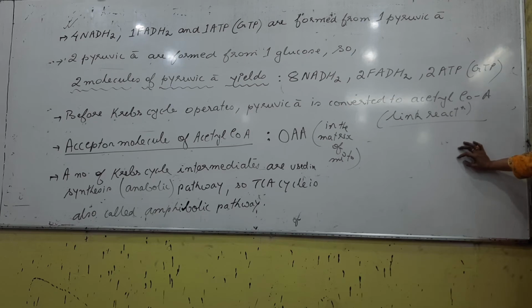Entrant molecule of Krebs cycle, acceptor molecule of Krebs cycle. Entrant molecule is acetyl coenzyme A, which will be accepted by something in the mitochondria. What is inside the mitochondria? Oxaloacetic acid, so the acceptor molecule is oxaloacetic acid. Oxaloacetic acid has 4 carbons, acetyl coenzyme A has 2 carbons, ultimately 6 carbons: citric acid, a 6 carbon compound, right?